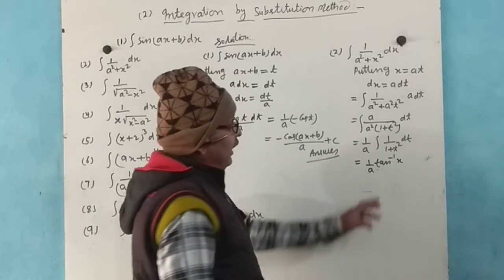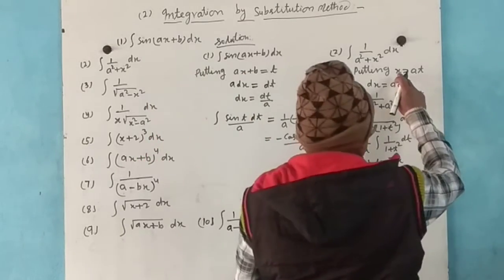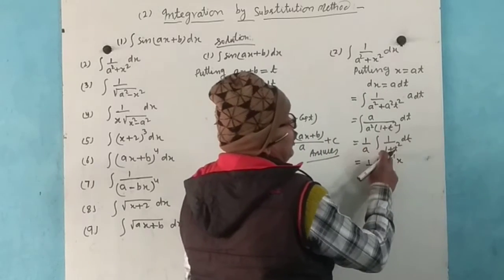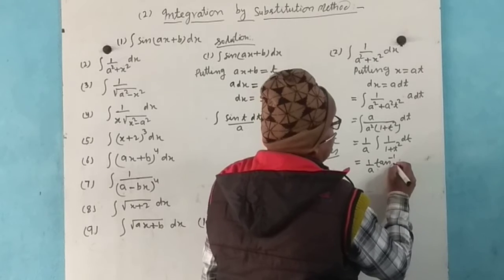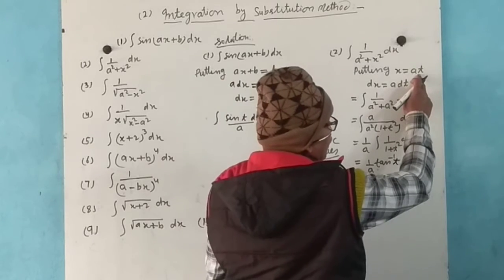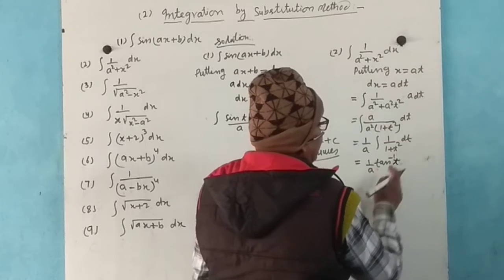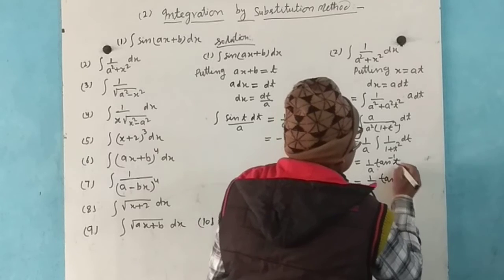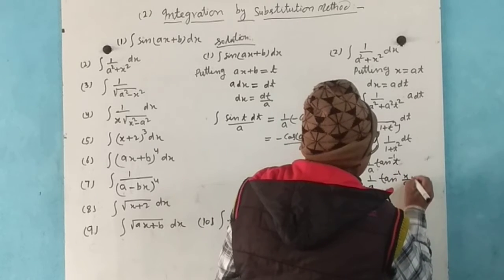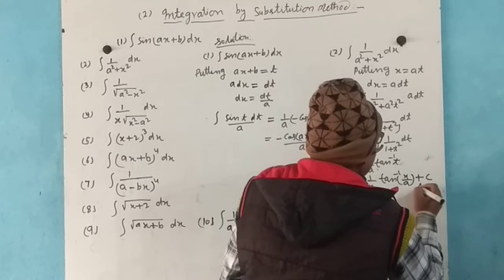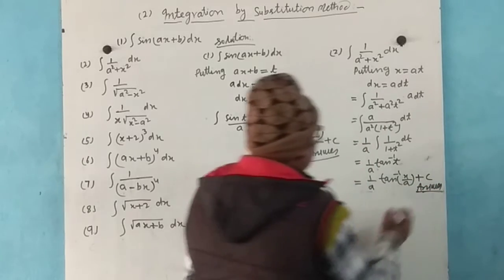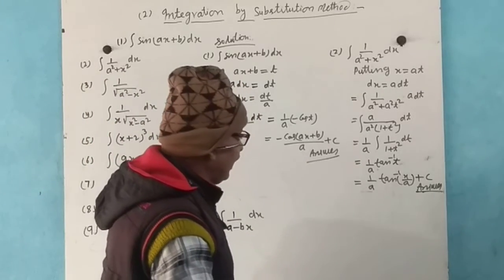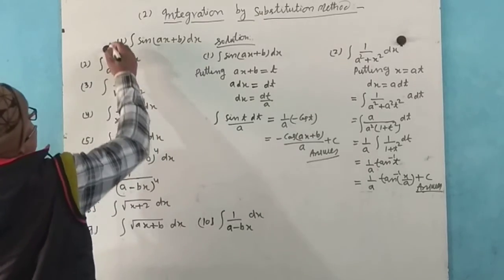So putting the value of t, t is equal to x by a, so that this is 1 by a tan inverse of x by a plus c. This is the integration of 1 by a square plus x square.